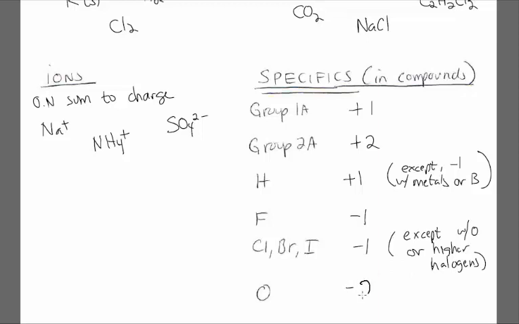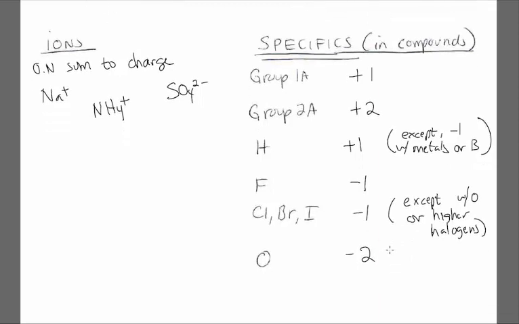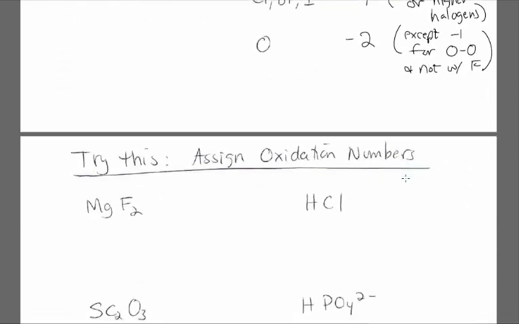Oxygen will have an oxidation number of -2 almost always, except when there are 2 oxygens in a row. It'll be -1 for an oxygen-oxygen bond, and it won't be -2 when it's with fluorine. It'll be something else. All right, so those are some guidelines that you need to remember. Remember these specifics, and then we can talk about some examples of assigning oxidation numbers.